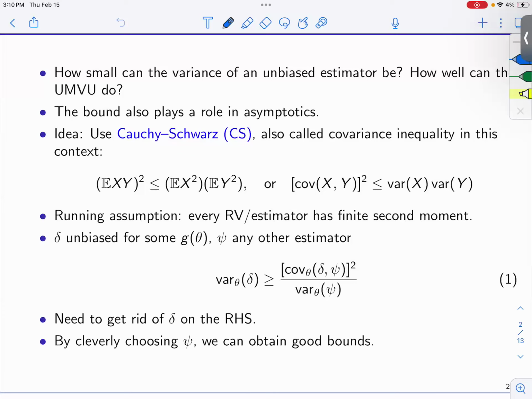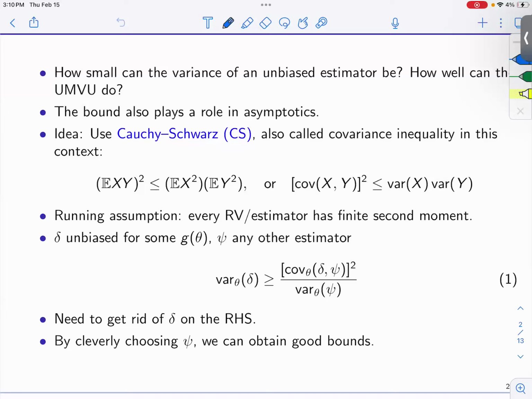Cauchy-Schwarz. And if you apply it to centered random variables, this is another form. So X and Y are centered random variables. This side would be the covariance, and this would be the variance, the product of variances. For this reason, it's called the covariance inequality.